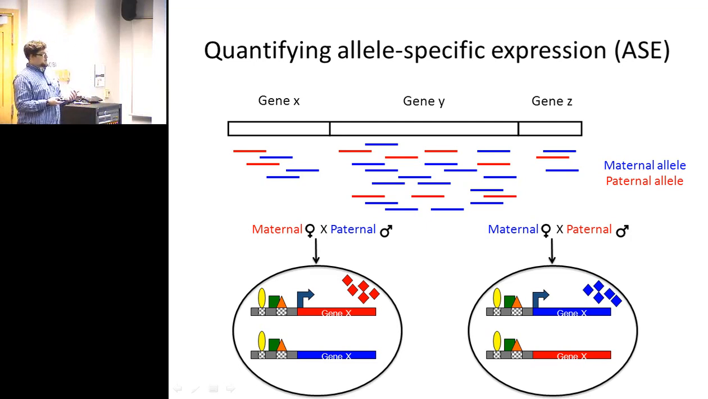We can use differences in allele-specific expression between these samples to look for a phenomenon known as genomic imprinting. This is an epigenetic phenomenon whereby either the maternal or paternal allele is epigenetically silenced. So in this case, if we compare these two samples that again differ only by which parent contributed which allele, a blue or a red allele, we could see that in fact the paternal allele in this case is being silenced.